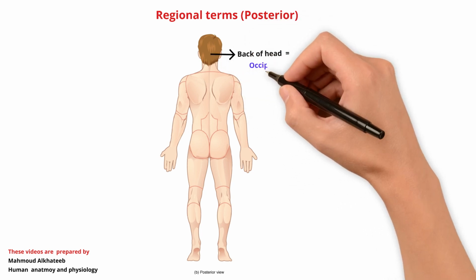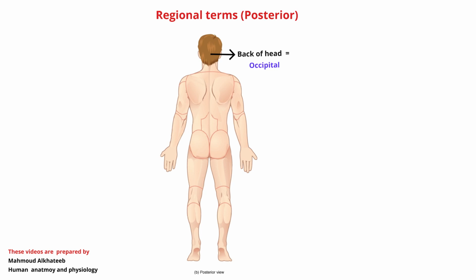Starting with the occipital region. This refers to the back of the head, in particular the base of the skull, where the occipital bone is located. The acromial region is at the top of the shoulder, where the scapula meets the clavicle. The olecranal region is the back of the elbow, where the olecranon process of the ulna is.